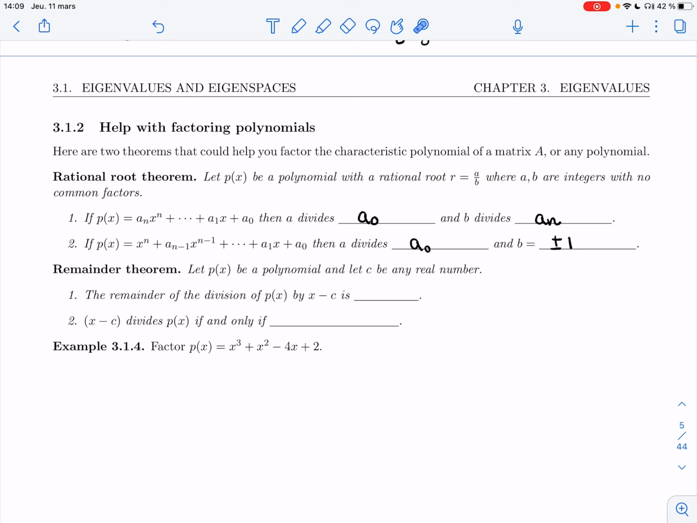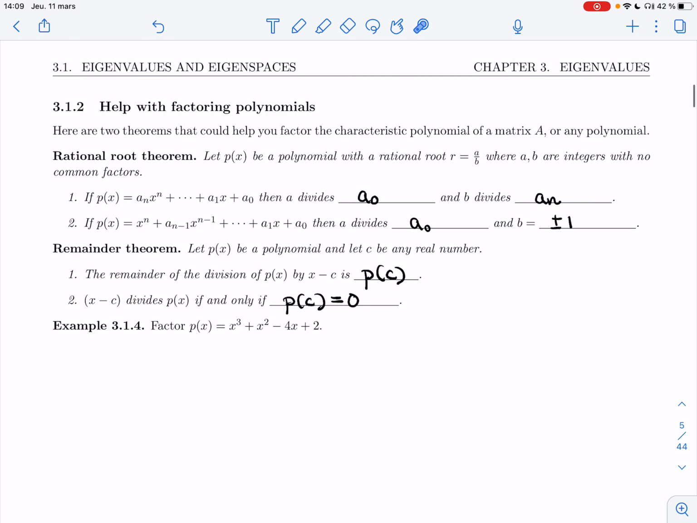All right, the remainder theorem. Let P of x be a polynomial and let c be any real number. The remainder of the division of P of x by x minus c is P of c. And so x minus c divides P of x if and only if P of c is 0. So the linear factors of a polynomial correspond to its roots.